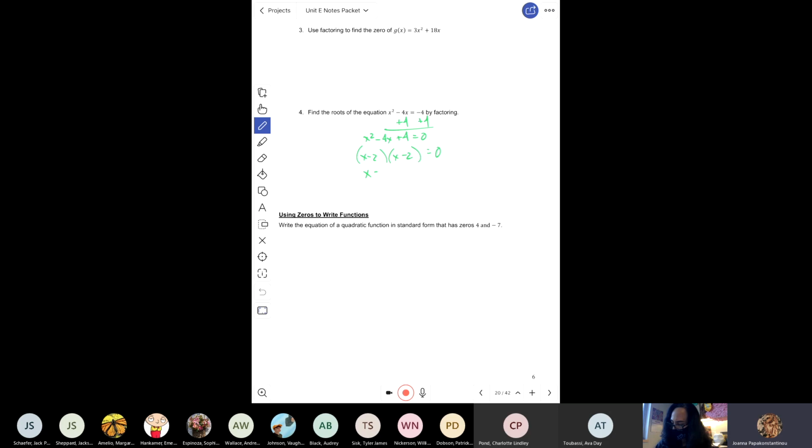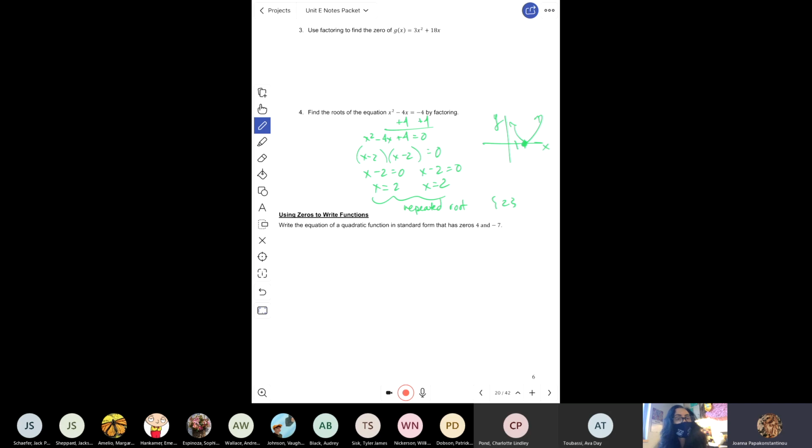Now, the zero product property says I set each of these equal to 0. They both give me the same value of x, so we would call this a repeated root. It has multiplicity two, if you are truly interested. And what that's going to say is when I graph it, when x is equal to 2, it's going to touch there for the x-axis.